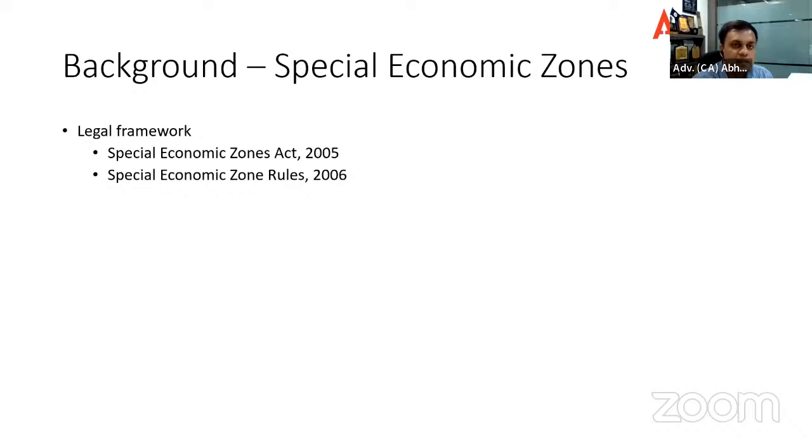Units can then be ultimately operationalized in the given SEZs, and those SEZs can also avail of a host of benefits which are available under this particular law. We have SEZ rules also formulated pursuant to the powers available under the Act, which deal with all the procedural aspects related to SEZ developers and SEZ units.